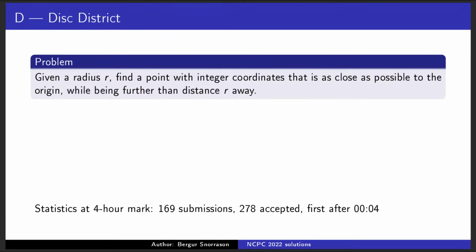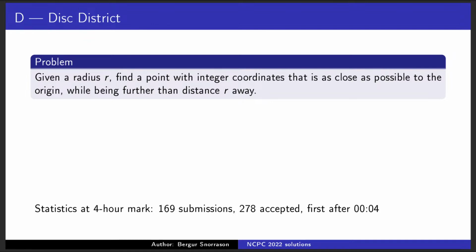The next easiest problem is problem D. You are given a radius around the origin, and you should find a point with integer coordinates that is outside of this circle, but is as close as possible to the origin. So this problem is also kind of the easiest one in a sense. It is the one with the shortest code, but you can also solve it in a more complicated way if you want.